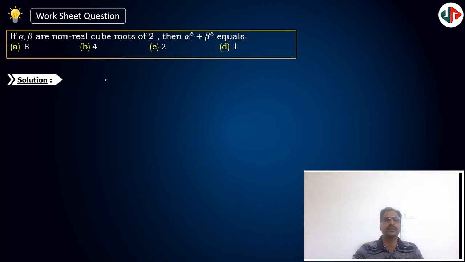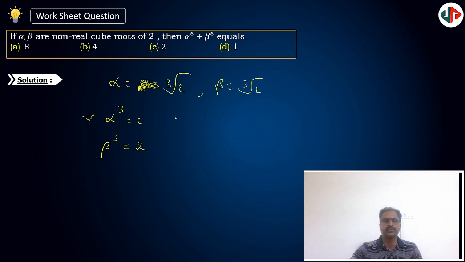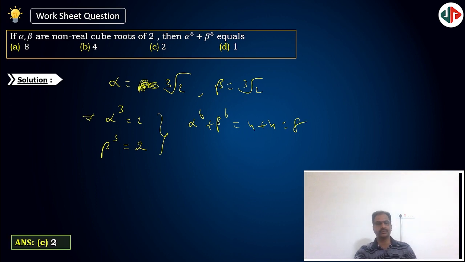Next, alpha and beta are non-real cube roots of 2. So alpha and beta are cube roots of 2, which means alpha cube is 2, beta cube is also 2. So what is alpha power 6 plus beta power 6? 4 plus 4, 8 is the correct answer, but the key is given wrong. Correct answer is 8, option A.